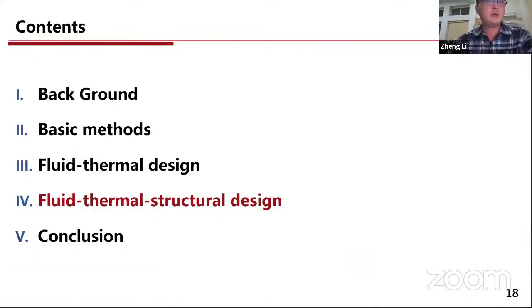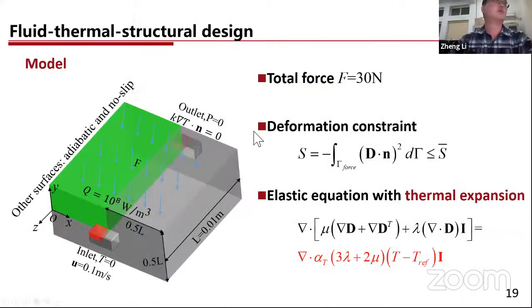Let's see the result of the fluid thermal structure design. We still use the same model. The only difference is that we applied a uniform pressure on the top. The total force is here, and we will consider the deformation constraint. And also this mechanical equation, this red part is the thermal expansion term. If we don't consider the thermal expansion, we can set it as zero.